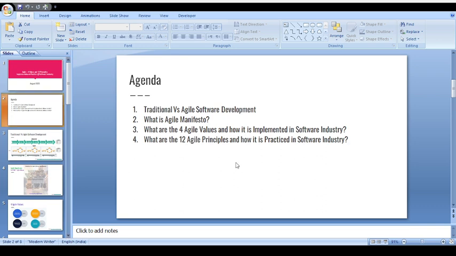Before getting into the 4 Agile Values and 12 Agile Principles, I would like to give an overview of what was happening in the traditional software development world and what is happening currently in the Agile software development world. And then I will also give a brief introduction on the Agile Manifesto, which got signed in 2001. And after that we will get into the details of the 4 Agile Values and 12 Agile Principles.